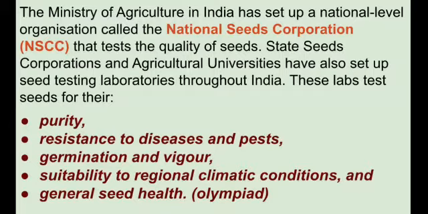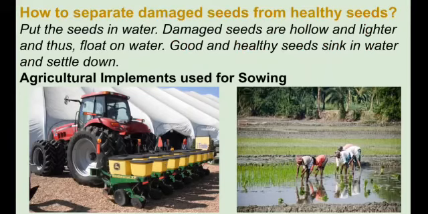So let us discuss more about how to separate damaged seeds from the healthy seeds. So put the seeds in water. Damaged seeds are hollow and lighter and thus float on water. Good and healthy seeds sink in water and settle down. Here you can see seed sowing processes going on. So one is the machine method and another is the manual method. Okay, so like this the farmer can sow the seed manually as well as with the help of a machine, which is a seed drill machine, okay, which is helpful for the sowing of the seed.